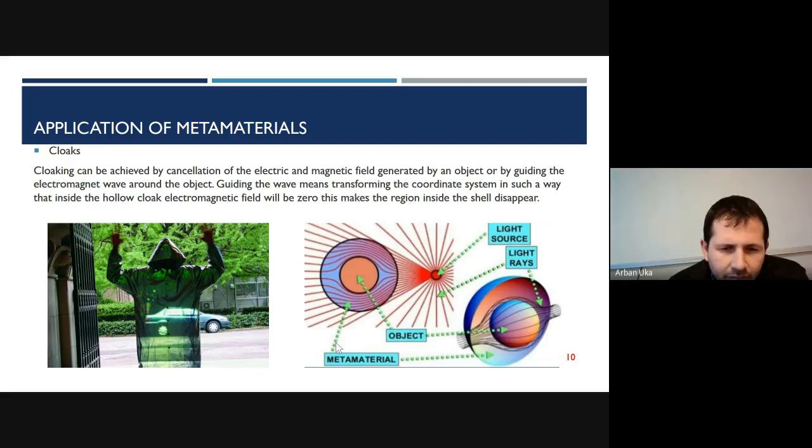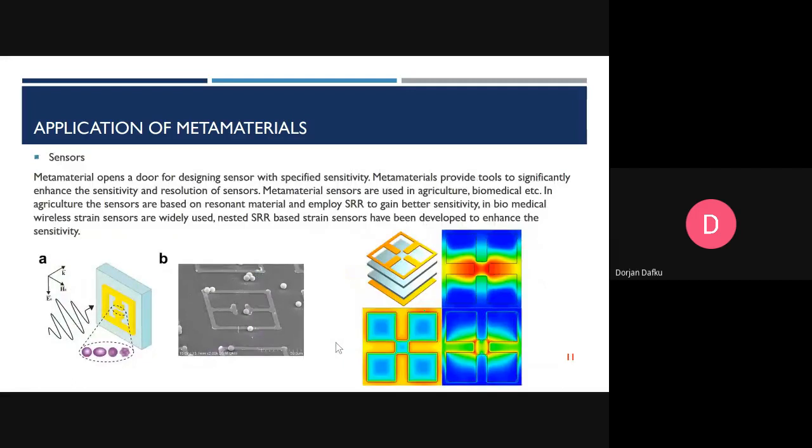In the last slide, we have the last application in our PowerPoint, which is sensors. Sensors are usually noted for strong electromagnetic properties. Usually, plasmonic metamaterials are used for sensors. Symmetric split ring resonators are separated by dielectric inserts.